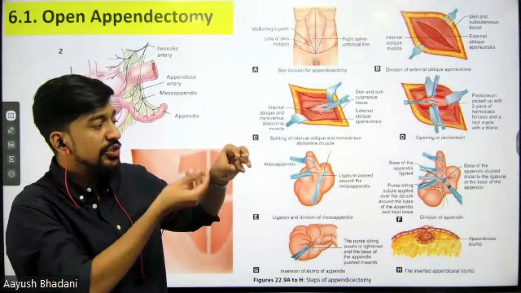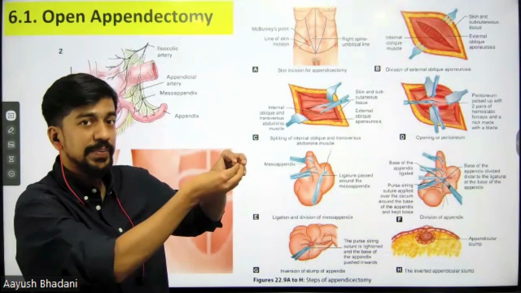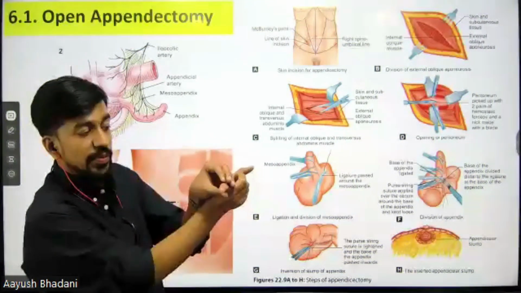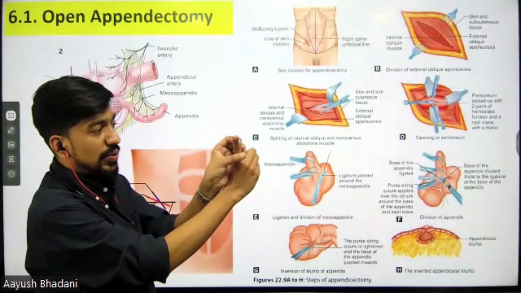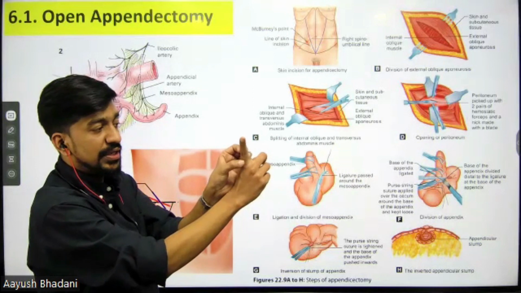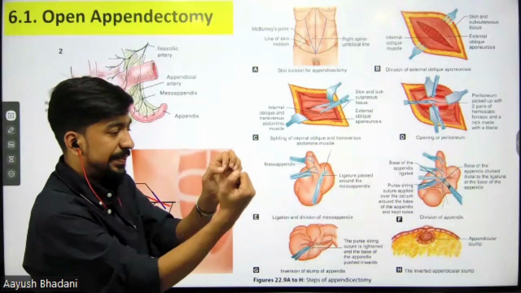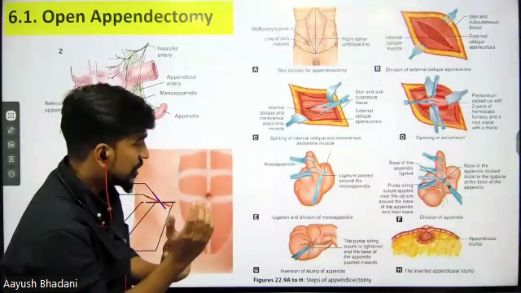So why are you doing it? You're doing this to invert the base of the appendix. So we had an appendix popping out. Now we have ligated the appendix, and we are now putting a purse string suture, close it, and the appendix base gets buried. So this is what we are doing.